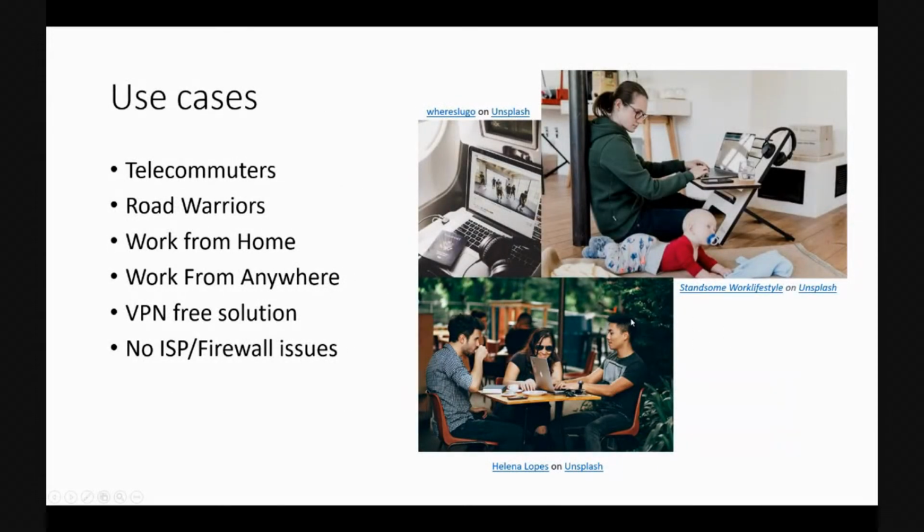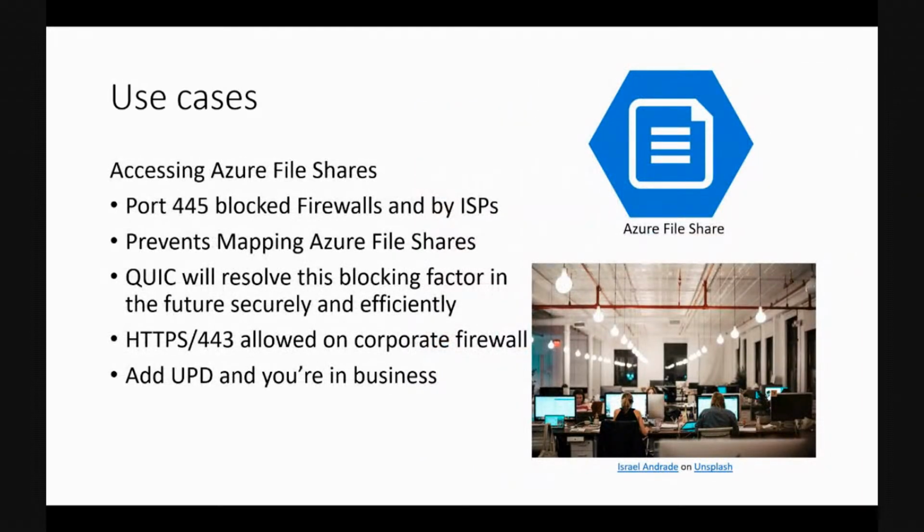Use cases? Well, during the pandemic, that drives it home for everybody, I think, right? The telecommuters, your road warriors, the people that work from home or from anywhere, they now have access to your file shares in a VPN-free solution. Whether your ISP blocks TCP 445 or your firewall, it doesn't matter. It works. So that's the cool thing. From accessing file shares, as I said, in Azure, this throws away all the issues you have with that. You can just start consuming them.